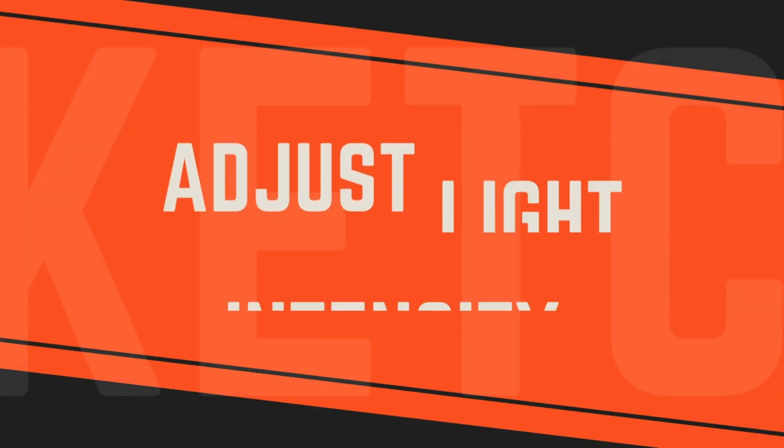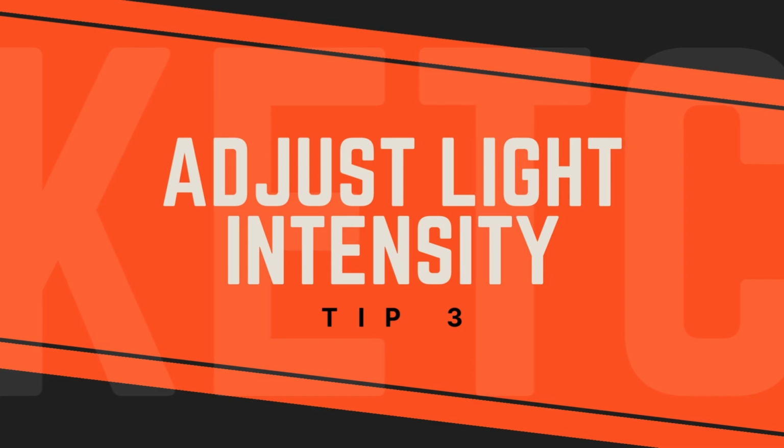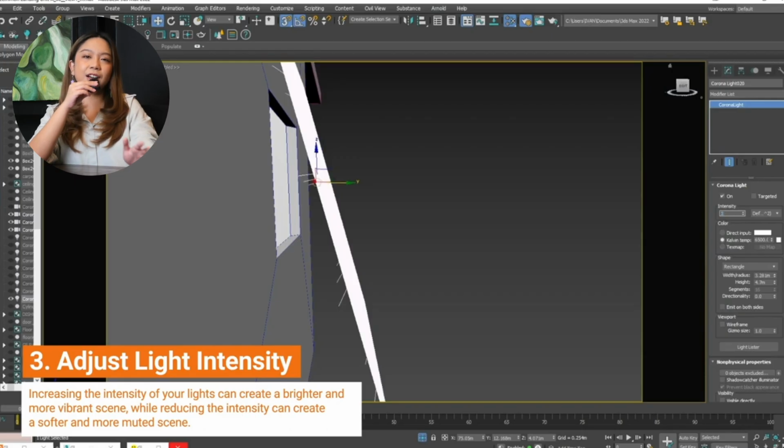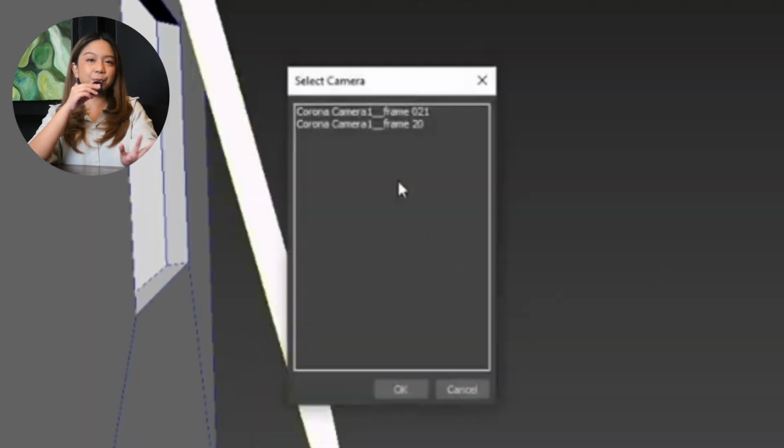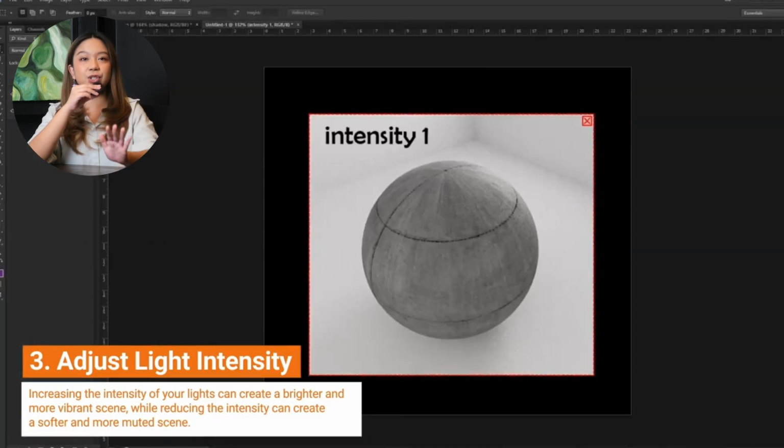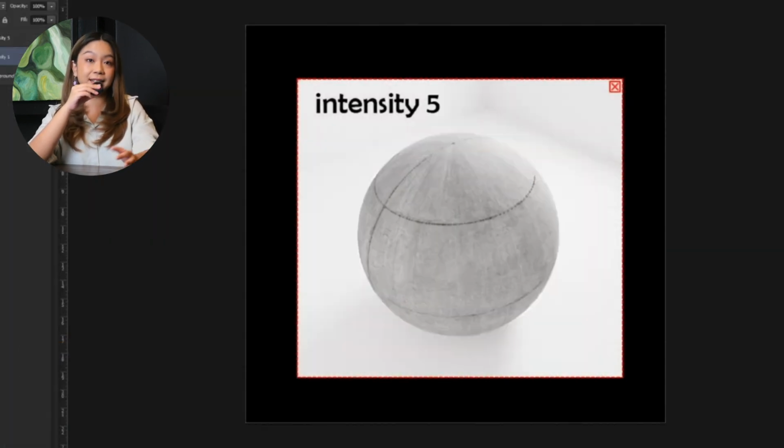Tip 3 is all about light intensity. Increasing the intensity can make your scene brighter and more vibrant, while reducing it can give it a softer, moodier effect. But don't be afraid to play with different levels until you achieve the atmosphere you want for your design.